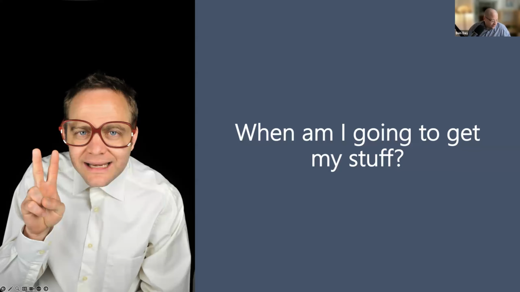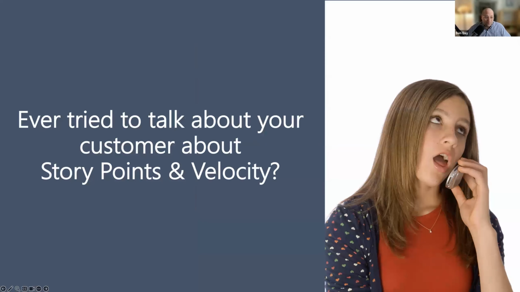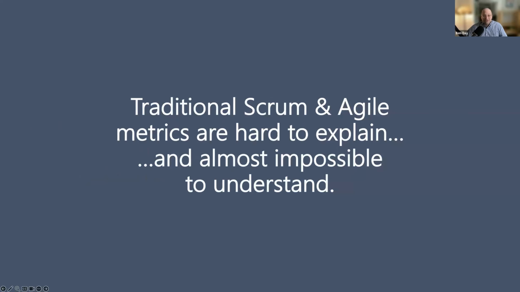And well, if you're working with traditional metrics in Scrum, like story points and velocity, yeah, you're probably going to try at that point to start explaining story points and velocity. But have you ever tried to explain to your customer what that stuff actually means? They glaze over so fast. And that's because traditional Scrum and Agile metrics are hard to explain, and they're almost impossible to understand.